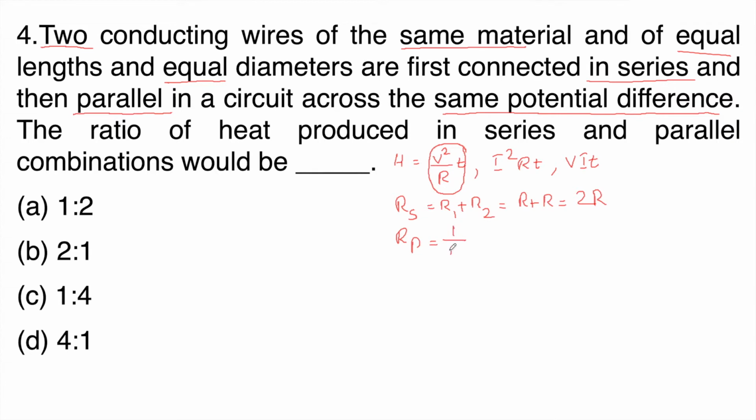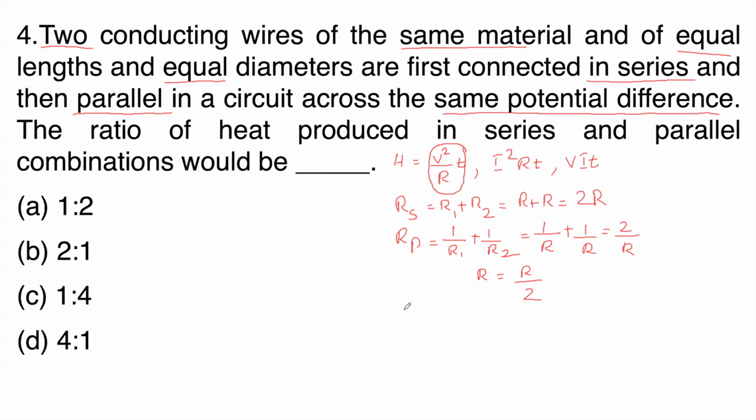Okay, and what will be in the parallel connection? It will be 1 by R1 plus 1 by R2. That is equal to 1 by R plus 1 by R. It is 2 by R. 2 by R is 1 by R. So R is equal to R by 2. Okay, so now the ratio we should find.